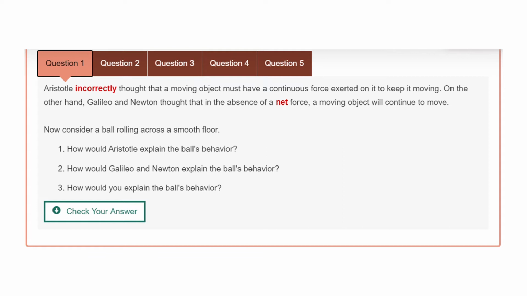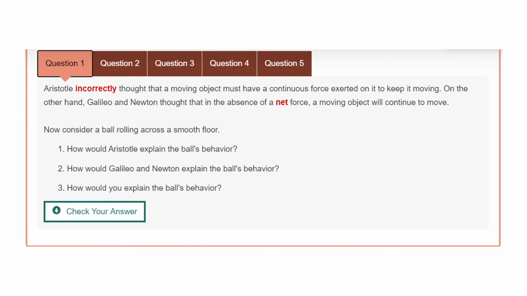So Aristotle incorrectly thought that a moving object must have a continuous force exerted on it to keep it moving. On the other hand, Galileo and Newton thought that in the absence of a net force, a moving object will continue to move. All right, so now consider a ball rolling across a smooth floor. So number 1, how will Aristotle explain the ball's behavior?